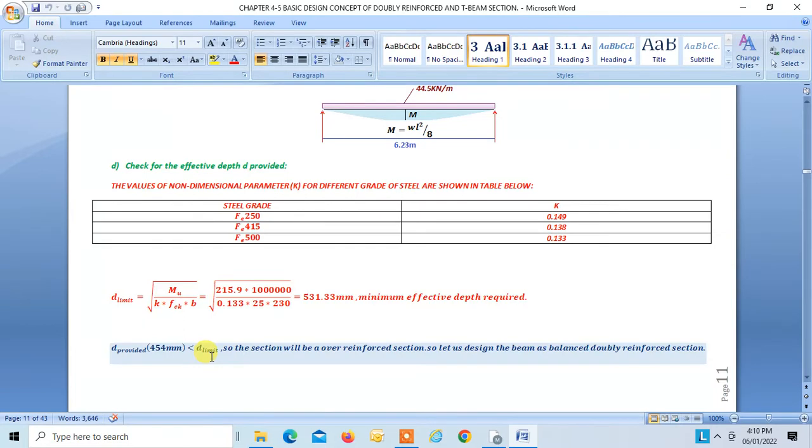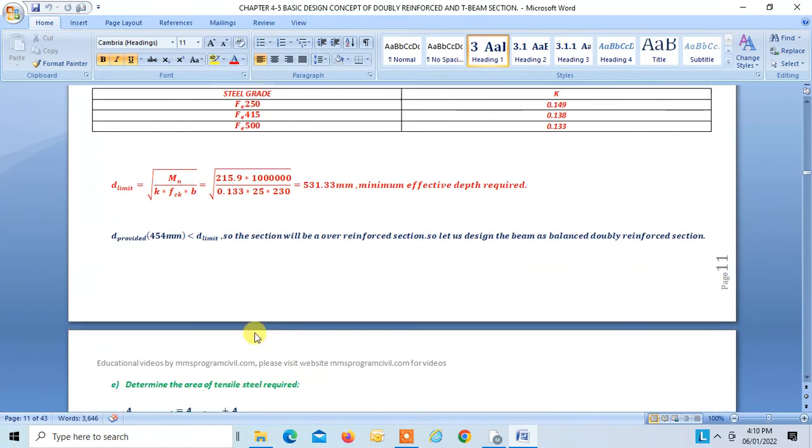Okay. So in that case, over reinforced sections are not allowed. So either we will have to increase our depth, or we will have to go for design of a balanced doubly reinforced section. As the architect has restricted the depth of the beam, we cannot increase the depth of the beam. So we will have to go for design of a balanced doubly reinforced section, right? So let us start the design.